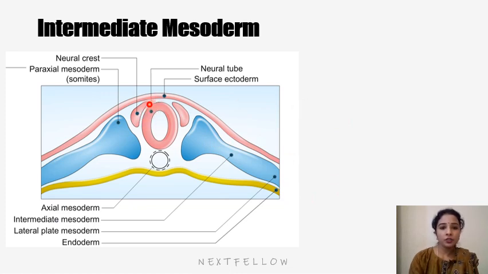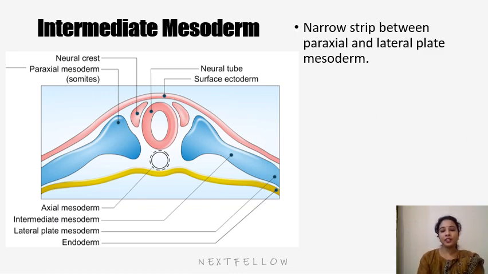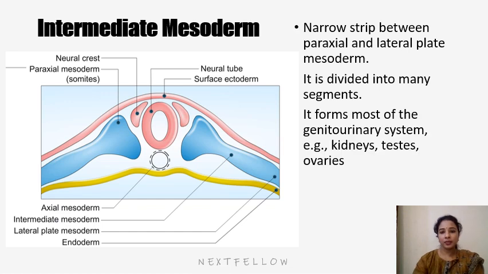So this is the neural tube, neural crest cells, paraxial mesoderm, intermediate and lateral plate. Until now we discussed the paraxial mesoderm, and let us continue with the intermediate mesoderm. The intermediate mesoderm is a narrow strip between the paraxial and lateral plate mesoderm, and it divides into many segments. It forms most of the genitourinary system. So it forms kidneys, testes and ovaries.